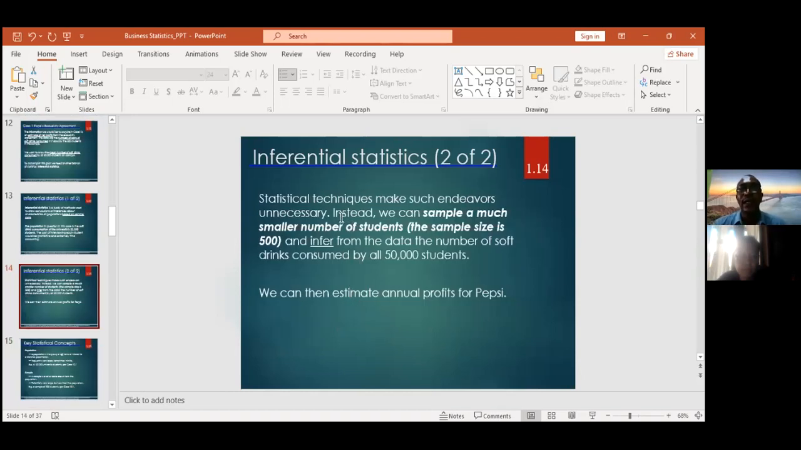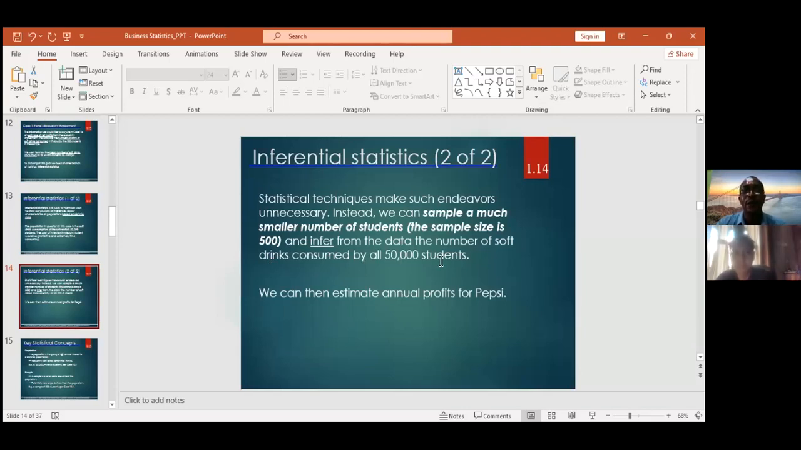So statistical techniques make such endeavors unnecessary. Instead of looking at 50,000 students, we can sample a much smaller number of students. The sample size in this case is 500. And from this 500, we can infer from the data the number of soft drinks consumed by all 50,000 students.